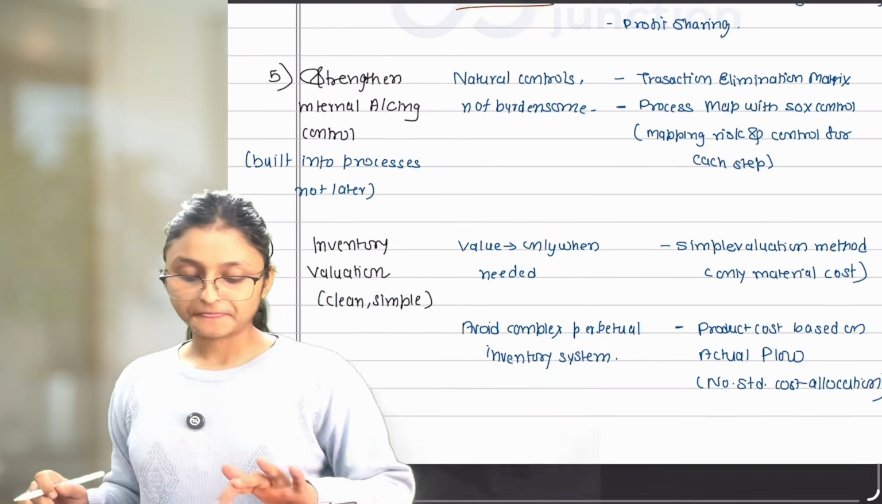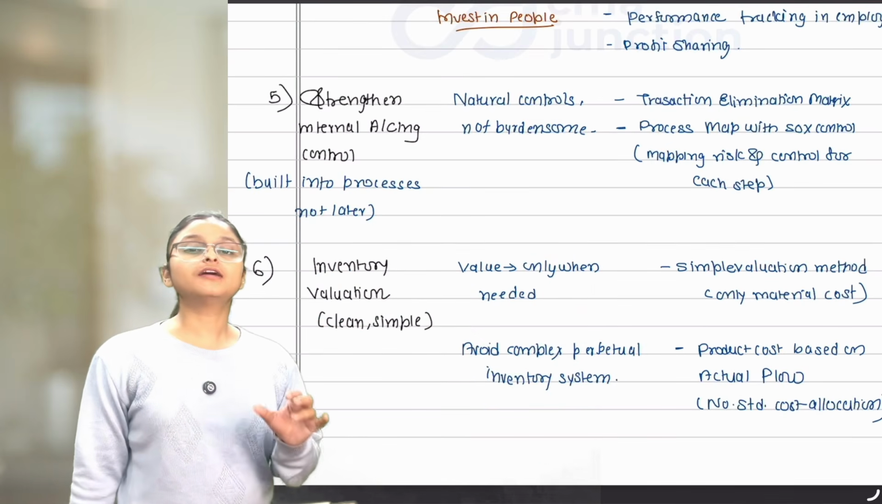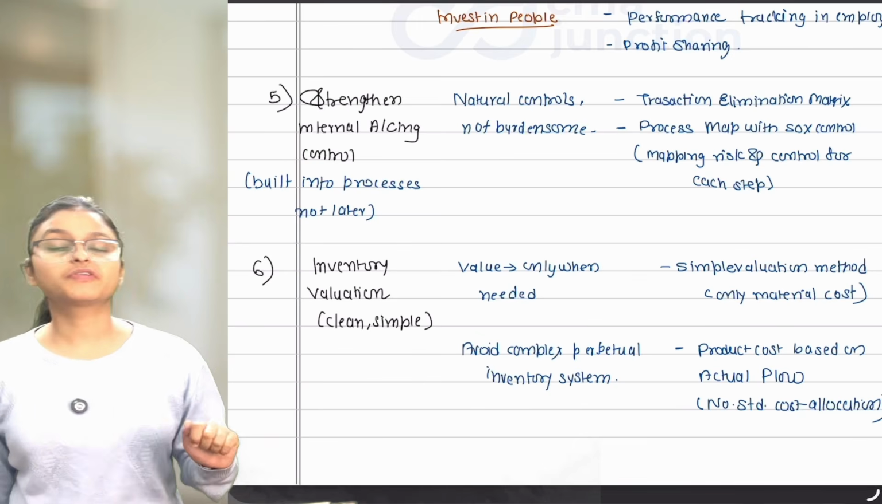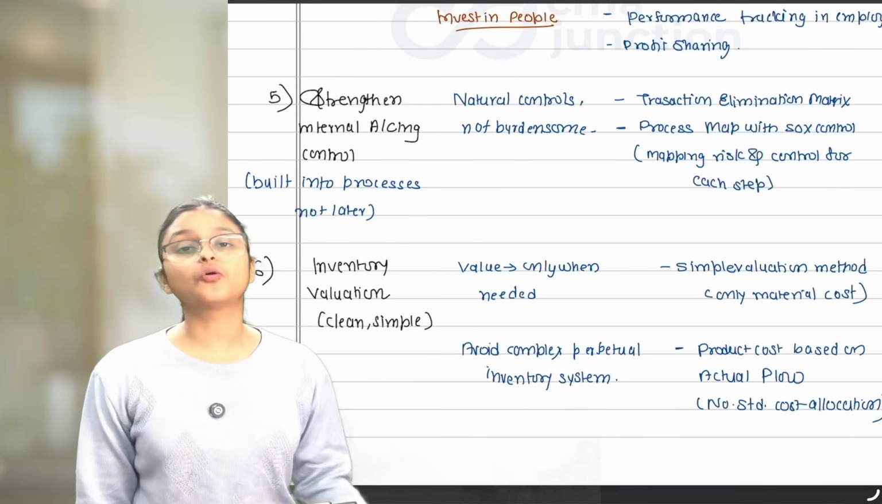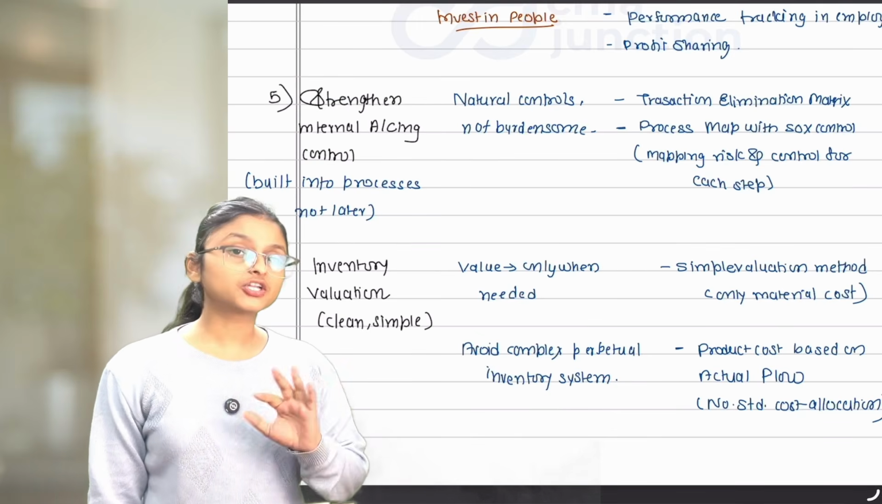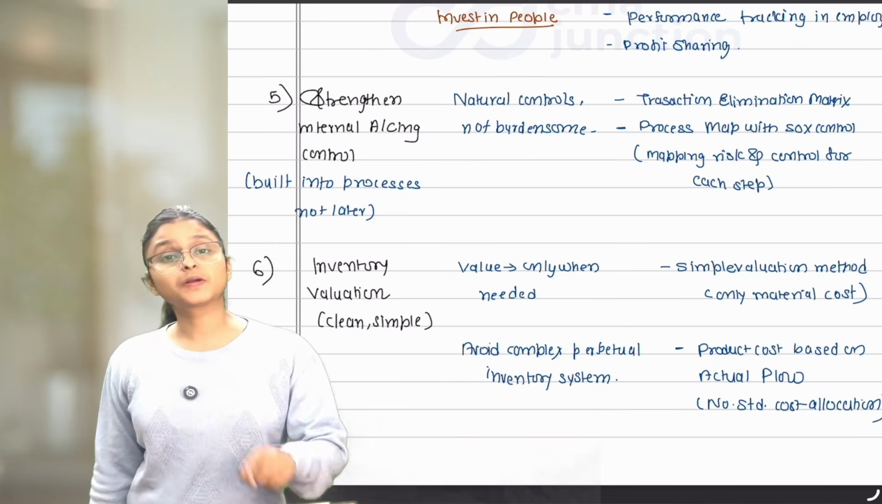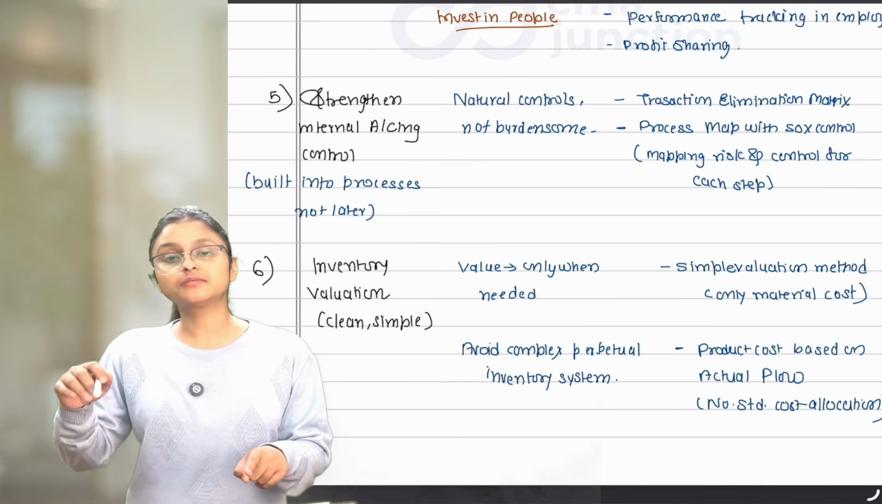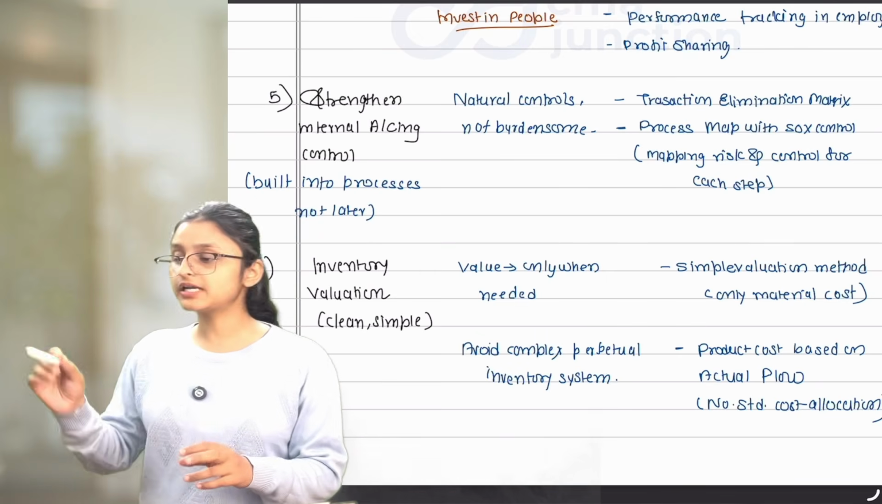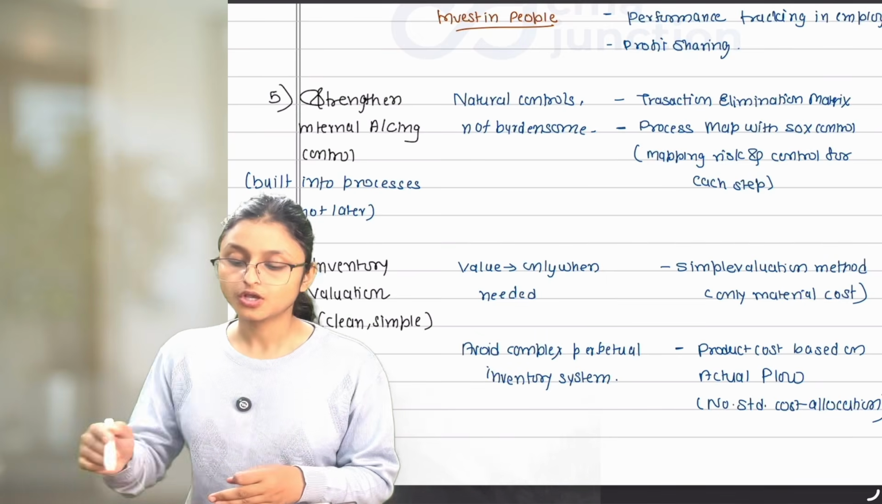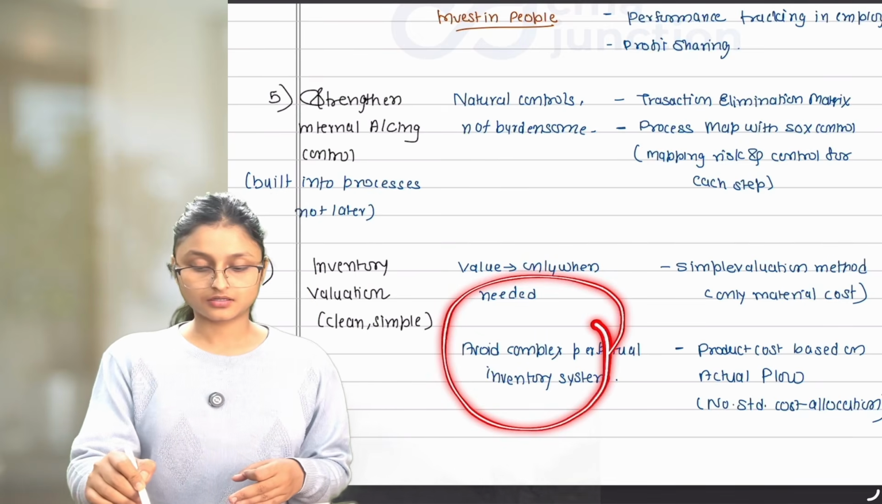Okay? Now, inventory valuation. As we have less inventory here, your inventory valuation should be clean and simple, not complicated. So value inventory only when there is a need. No need to value it every time. No need to use a perpetual inventory system which values inventory every time whenever there is a sales, purchase or issue. No need to do that here.